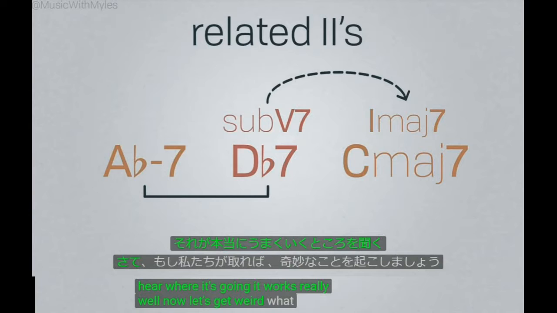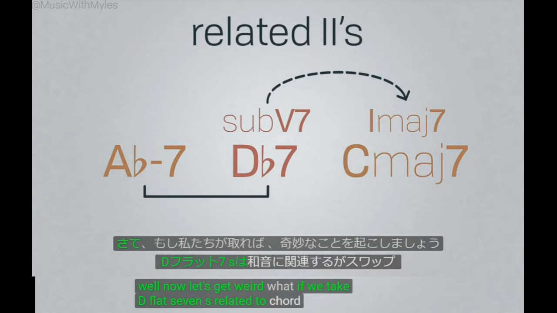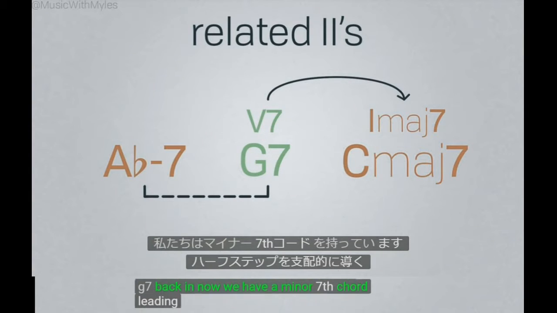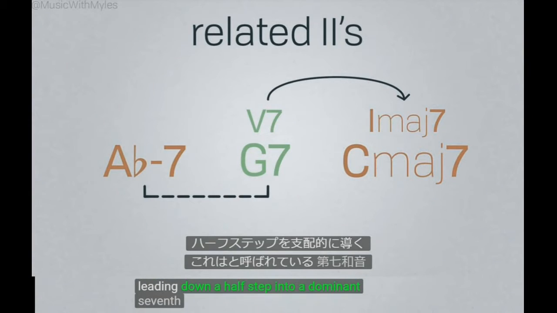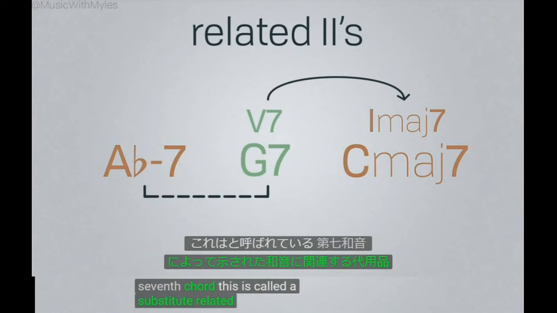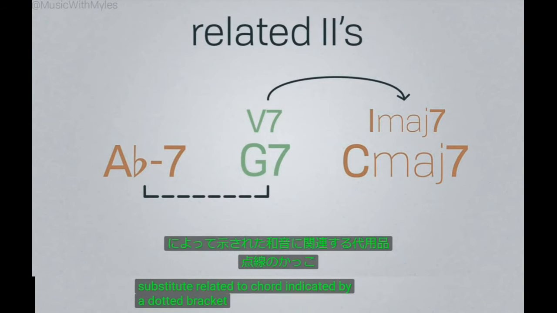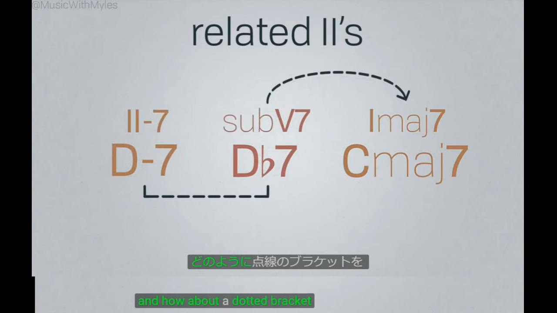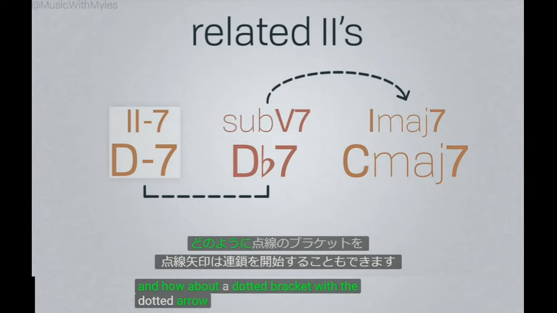So this chord will sound puzzling at first, but once you hear where it's going, it works really well. Now let's get weird. What if we take D flat 7's related 2 chord but swap G7 back in? Now we have a minor 7th chord leading down a half step into a dominant 7th chord. This is called a substitute related 2 chord, indicated by a dotted bracket. And how about a dotted bracket with a dotted arrow?